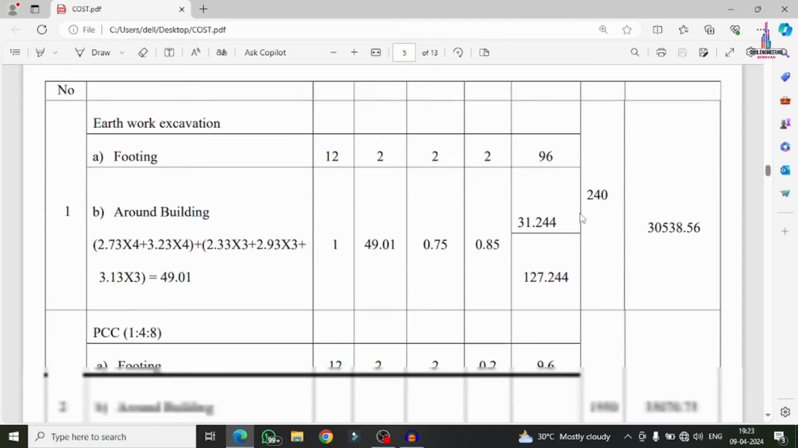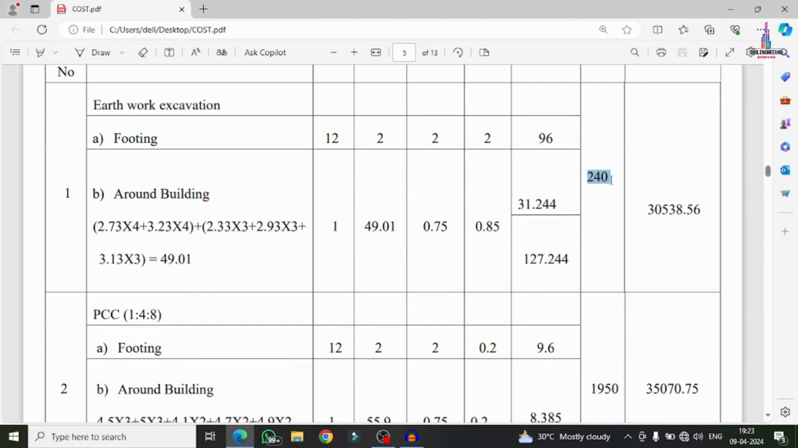If I multiply this earthwork excavation by 240, I get approximately 30,538 rupees for this excavation work.